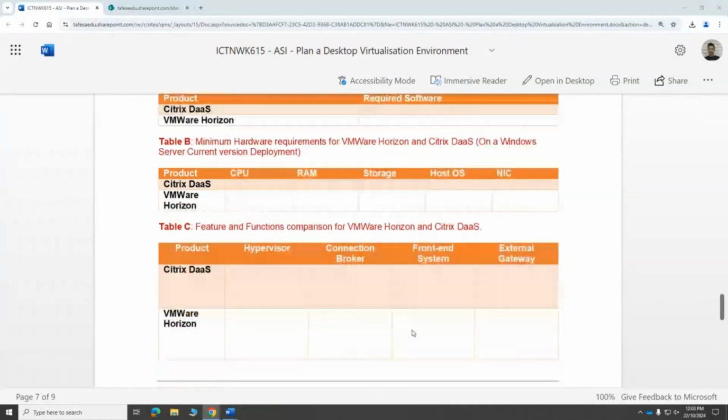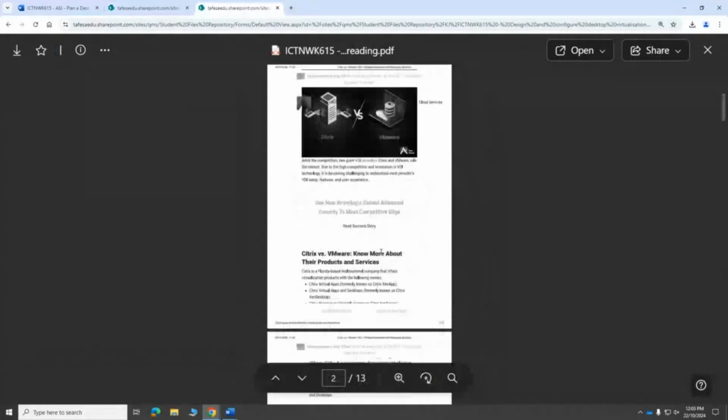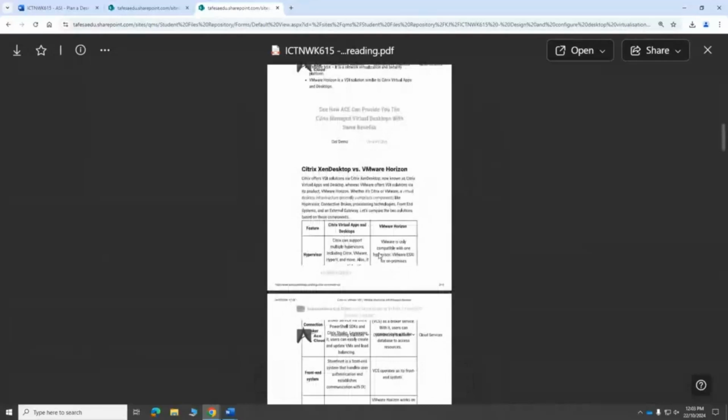And now, if we're talking about the features and functions, we're looking at what hypervisor it can use. Okay, what connection broker, front end system. And obviously you're probably thinking, what? That's a lot of information, but the key thing is all that information is in here. Even though there's a lot of detailed information in here, if we look at here, desktops, yeah, look at that, it supports multiple hypervisors. Okay, so that's hypervisors.